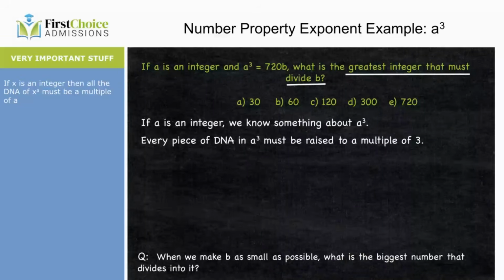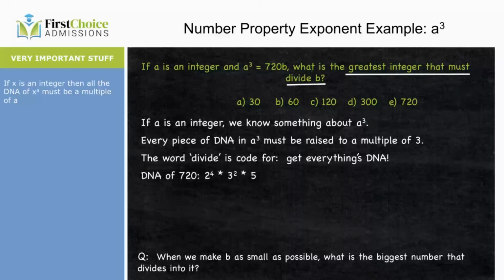And there is something else in this question that we can spot. I see the word divide. And divide is code for get everything's DNA. I see a big number there, and we don't have its DNA. We need the DNA of 720. And when you factor tree that down, and yes, factor trees are back in your life, I apologize for that, we get 2 to the 4th times 3 squared times 5.